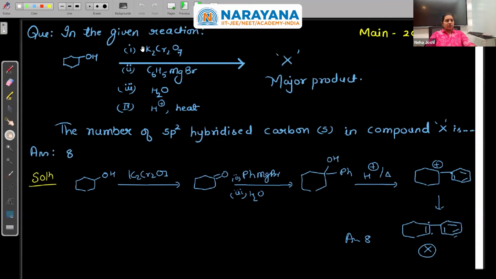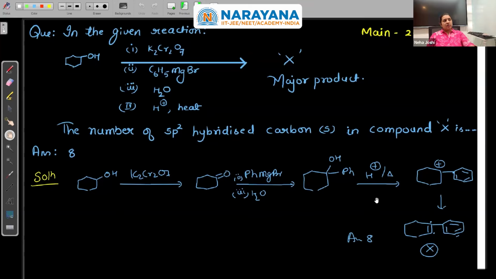See, in the given reaction, this sequence is very relevant for this week. K2Cr2O7, yes, the double bond O ketone is formed. Grignard, this week's syllabus, we'll add Grignard. And then H plus and heat. So I will form a carbocation, but the alkene will be formed on this side only, in conjugation. Now the question was: the number of sp2 hybridized carbons in compound X is 6, 7, 8. But see, the relevant sequence for this week is there in this question.